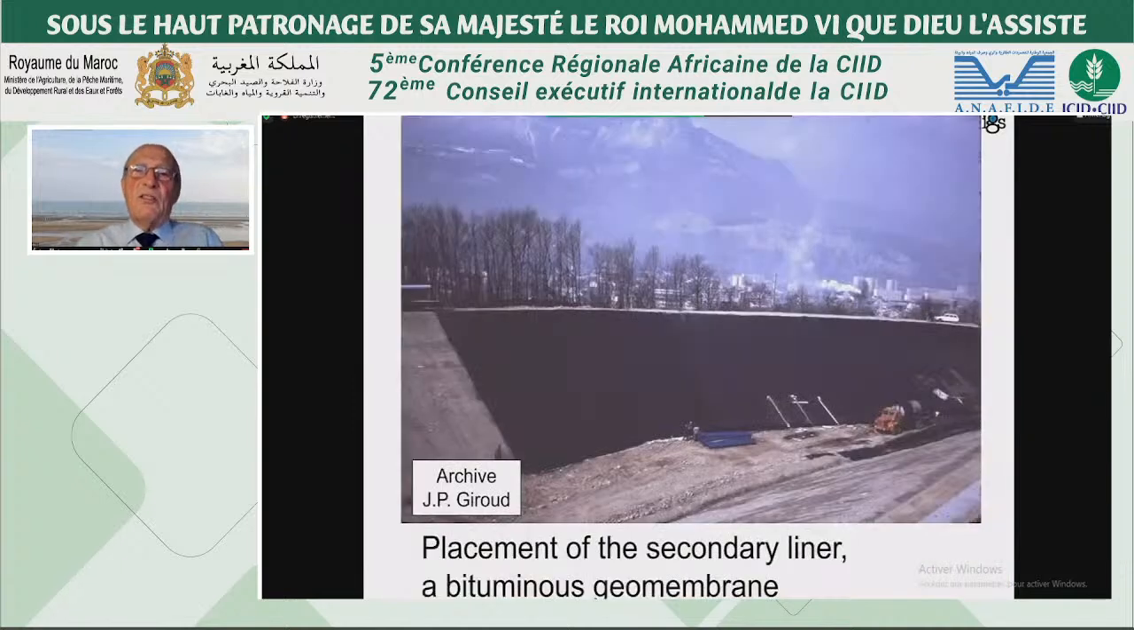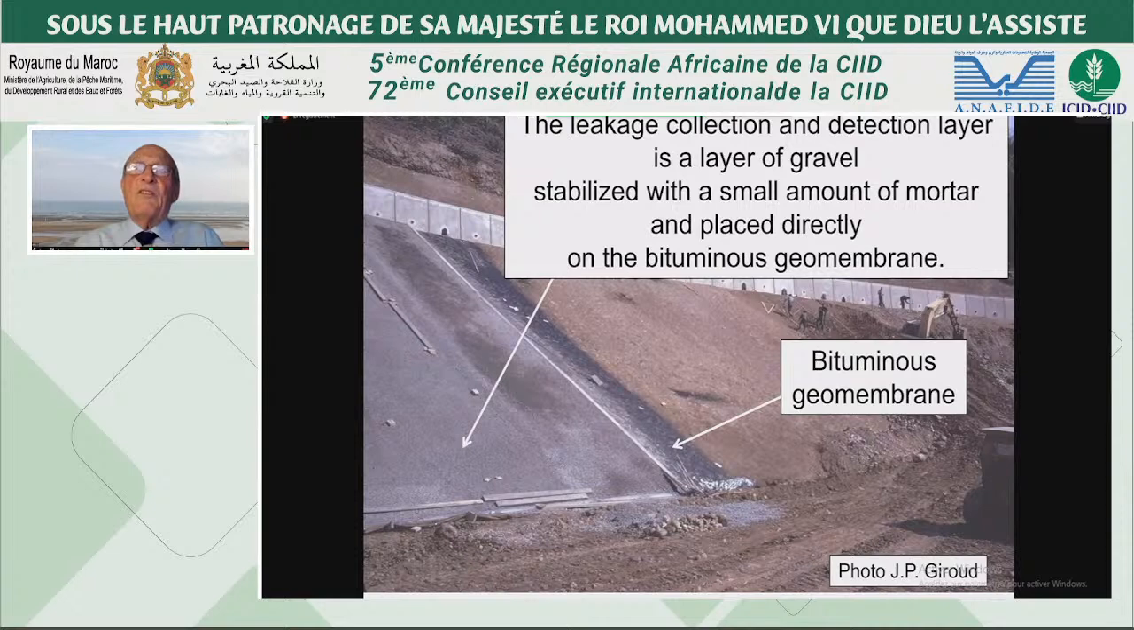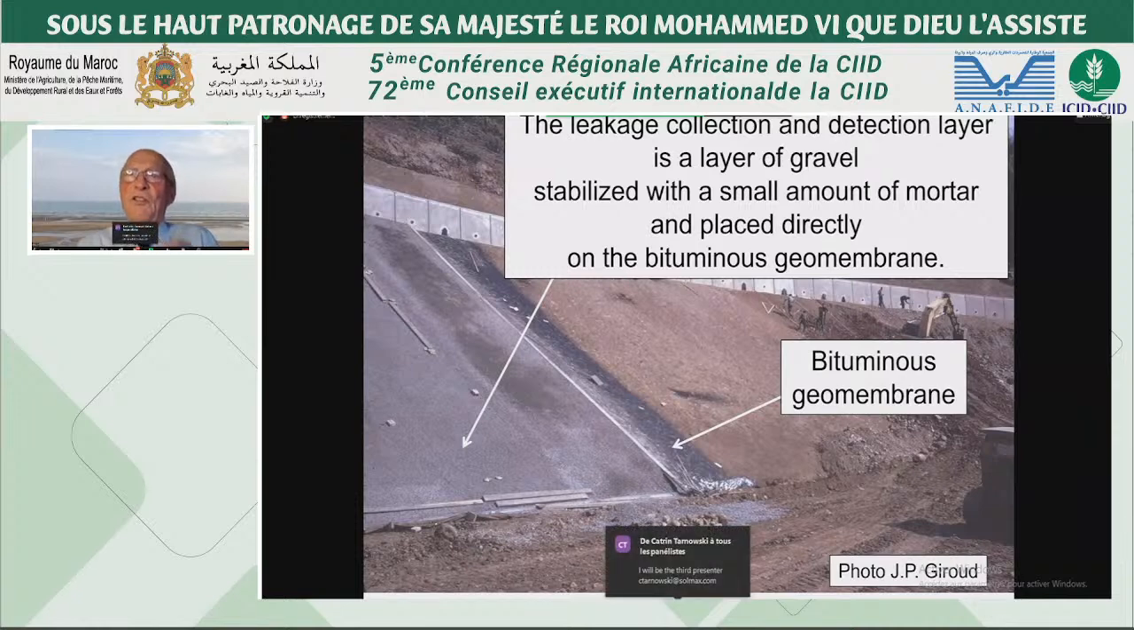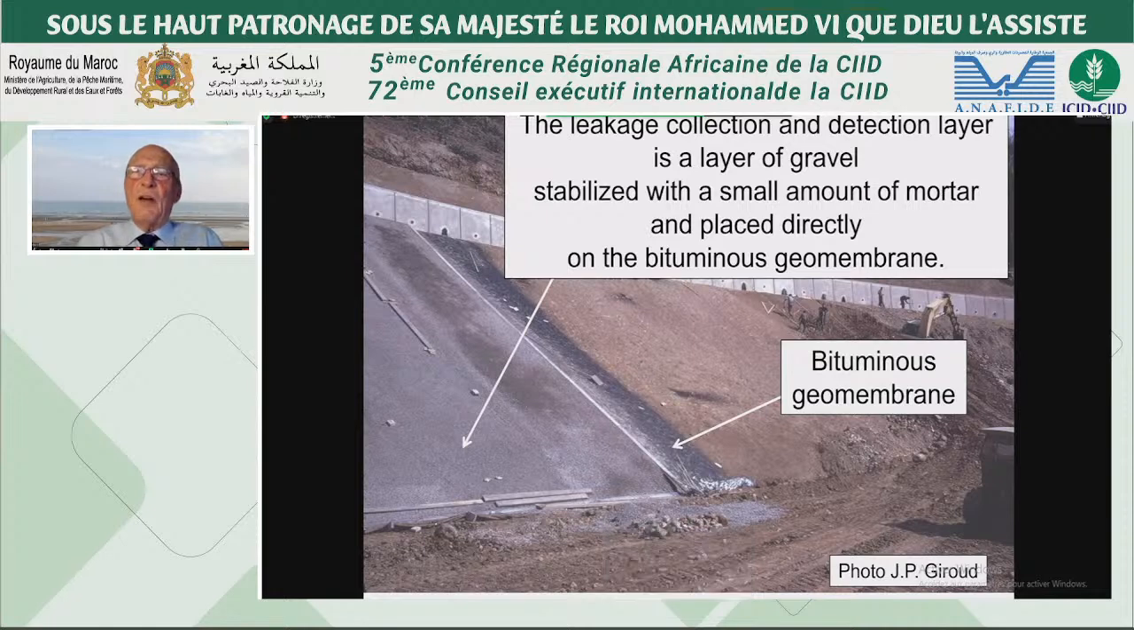Here we see the placement of the secondary liner, a bituminous geomembrane. We see here the leakage collection and detection layer, which is a layer of gravel stabilized with a small amount of mortar because of the steep slope and placed directly on top of the bituminous geomembrane secondary liner.